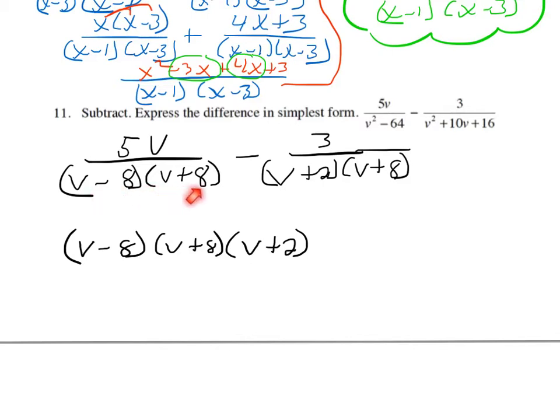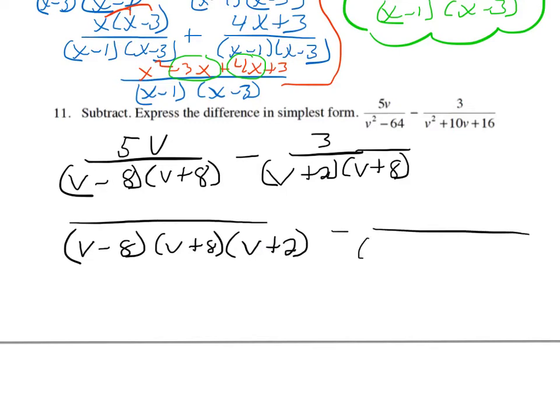How many v plus 8s do I have here? 1. How many v plus 8s do I have here? 1, so I need 1. V plus a 2s. How many v plus a 2s do I have here? None of them. How many here? 1 of them, so I need 1 of them. So what I've just found is my common denominator. So let me go ahead and do this with it.